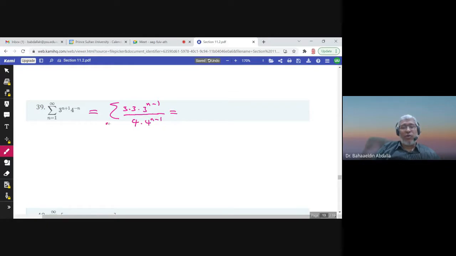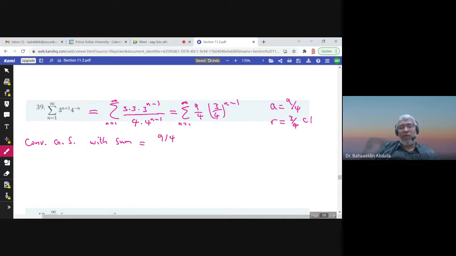So it would be 9 over 4 times 3 over 4 to the power n minus 1. And this is a geometric series with a equals 9 over 4 and r equals 3 over 4, less than 1. So it's a convergent geometric series with sum equal to a over 1 minus r, which is 9 over 4 over 1 minus 3 over 4.